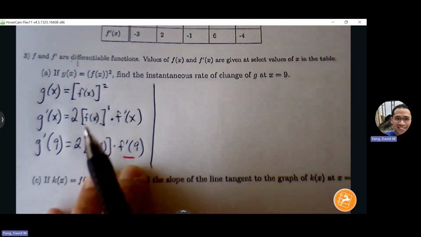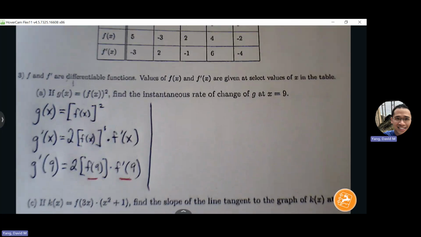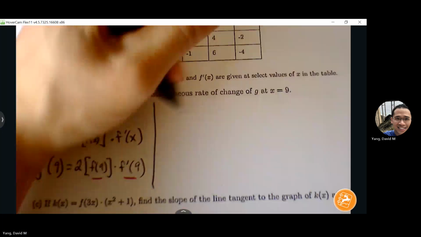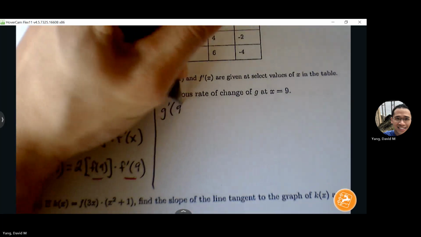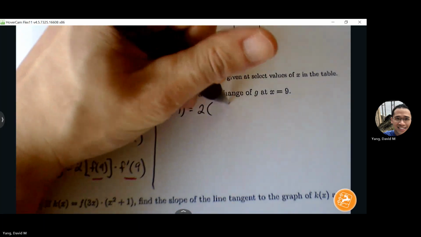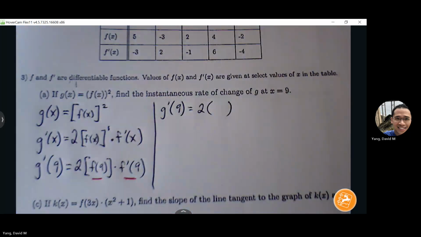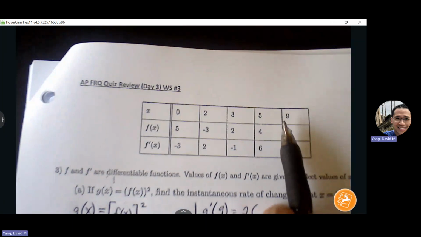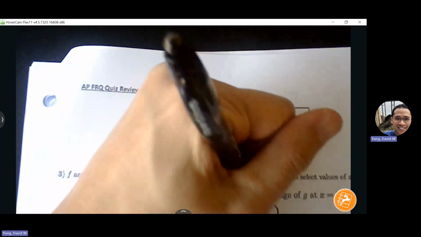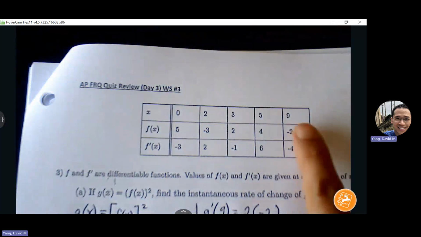We just pulled f of 9 and f prime of 9 from our table. So f of 9 is just equal to -2. f prime of 9 is just -4.